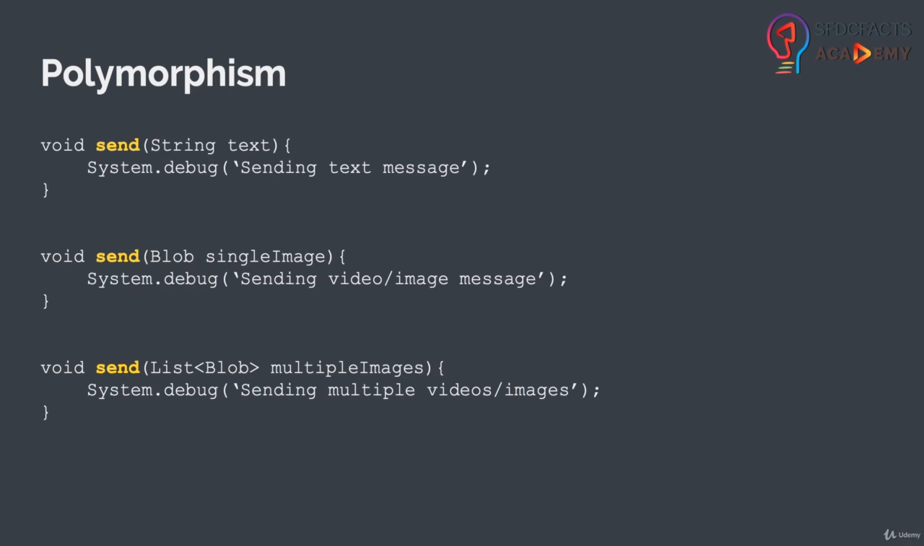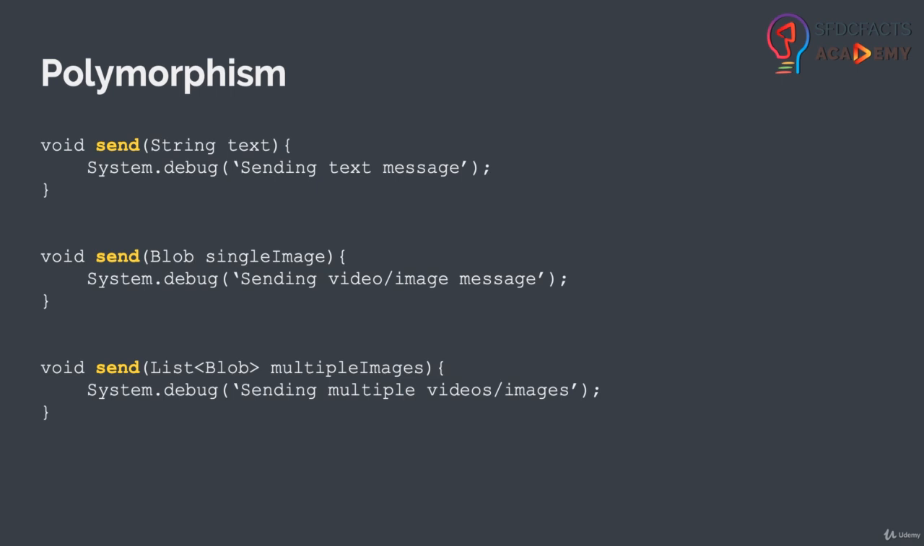So here we have three different methods and all of them are named send. So the function name is the same, but the parameters are different. The first one accepts a string parameter and it is about sending a text message. The second one accepts a blob object or a binary object, which could be an image or video binary, and this one is about sending a single video or a message. The third one accepts a list of blob objects or binary objects to send multiple videos or images.